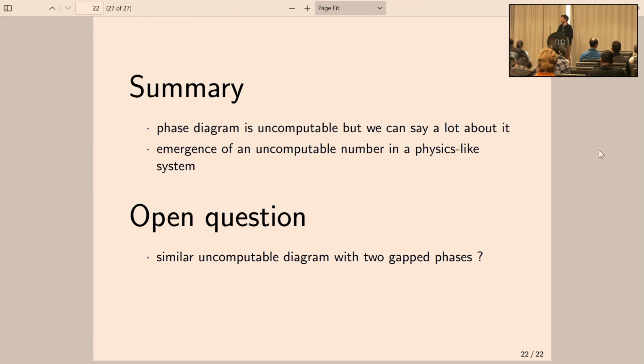And another sort of Hamiltonian phase diagram that maybe you would like to see is something similar with two gapped phases instead of one gapped and one gapless. This is an open question.